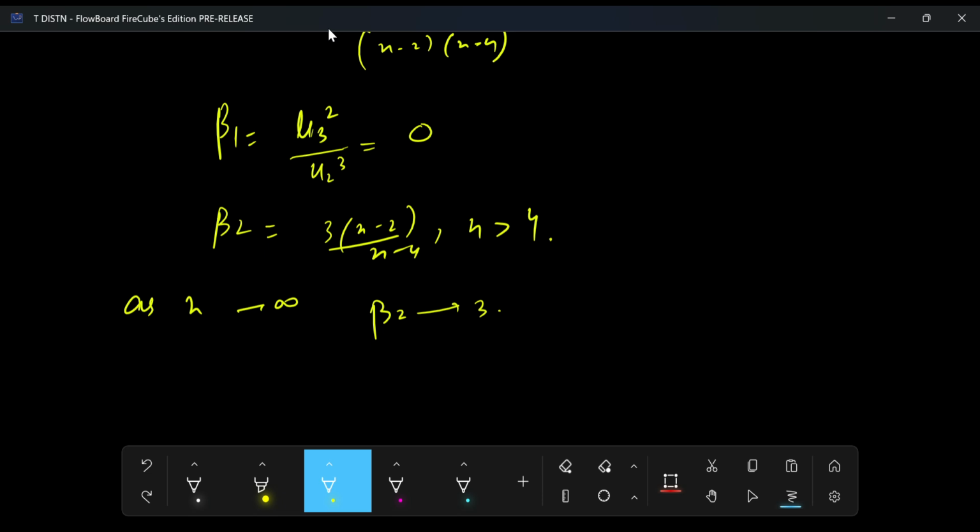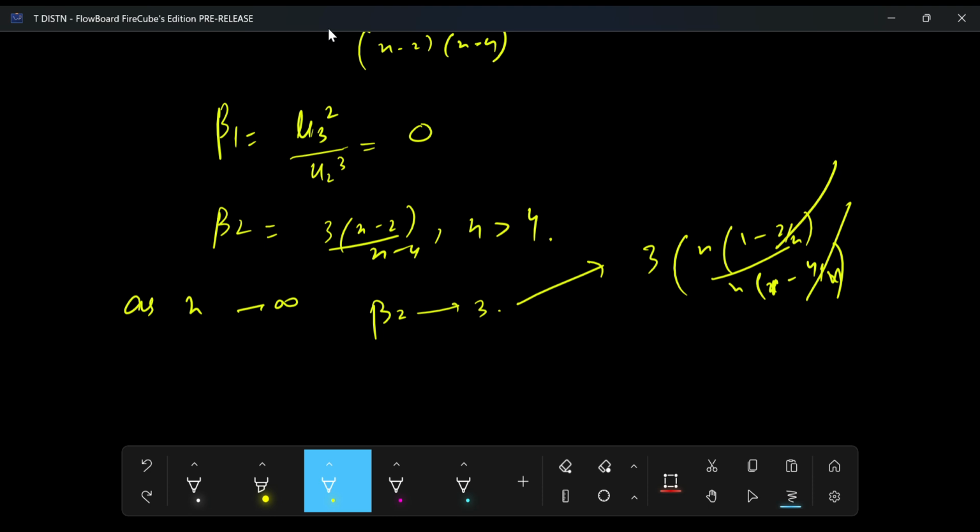How will beta 2 tend to 3? Make n common: 1 minus 2 by n, and make n common: 1 minus 4 by n. When n tends to infinity, this becomes 0, this becomes 0, so they cancel out and we are left with only 3. So beta 2 will be 3. So these are some constants of the T distribution that we need to remember, and the MGF of the T distribution does not exist.